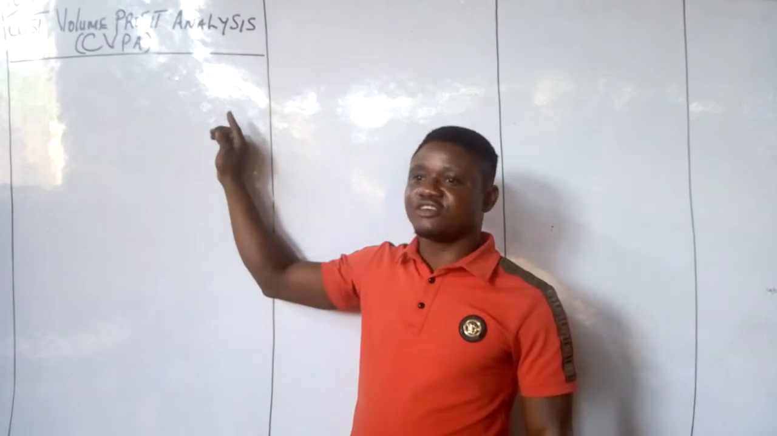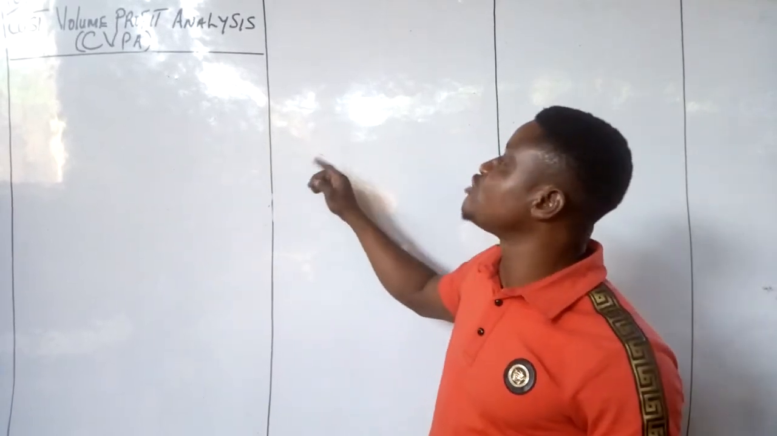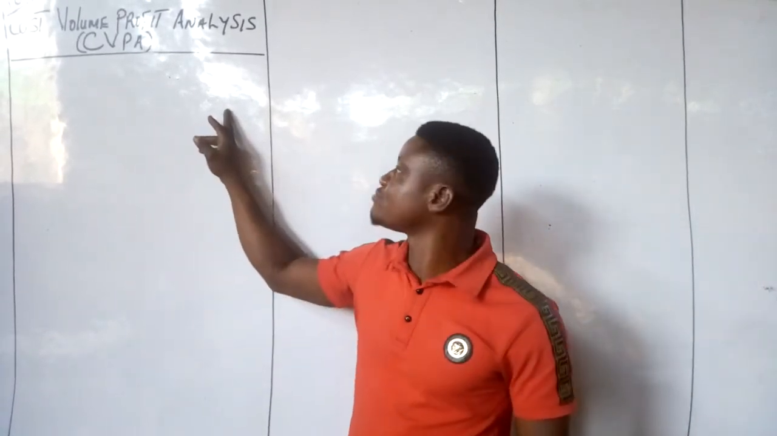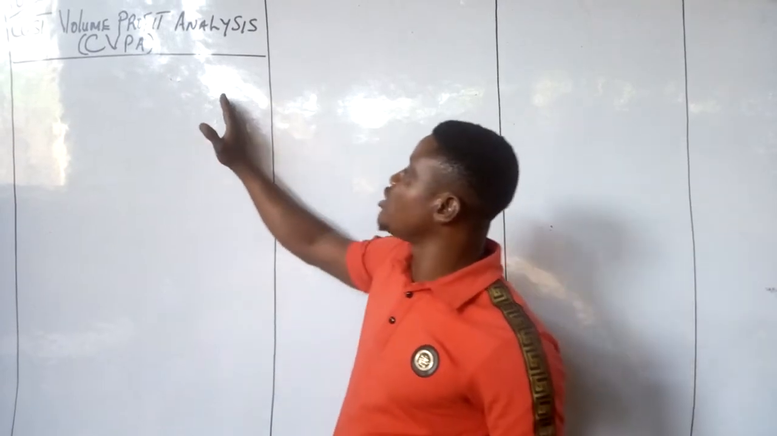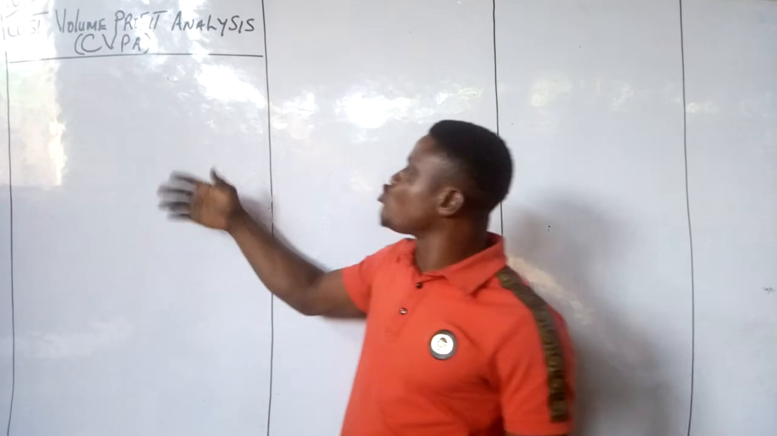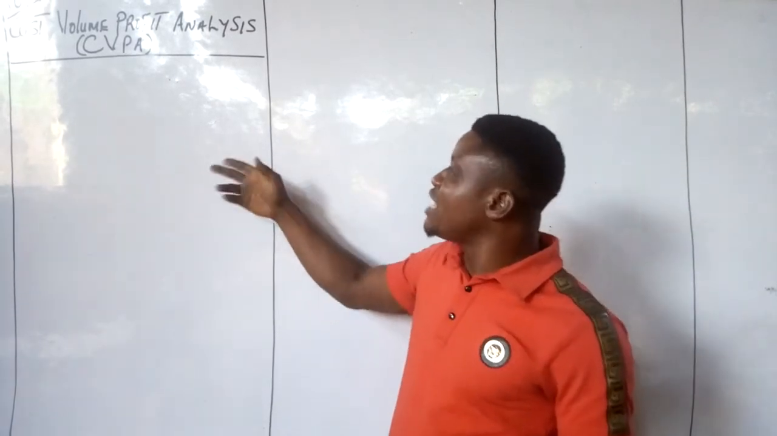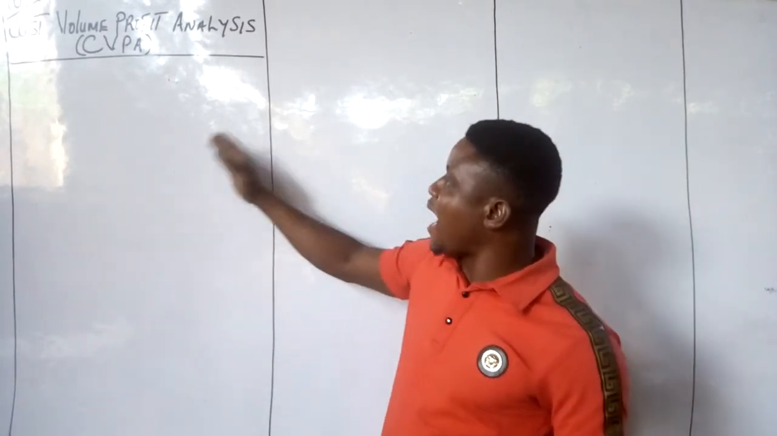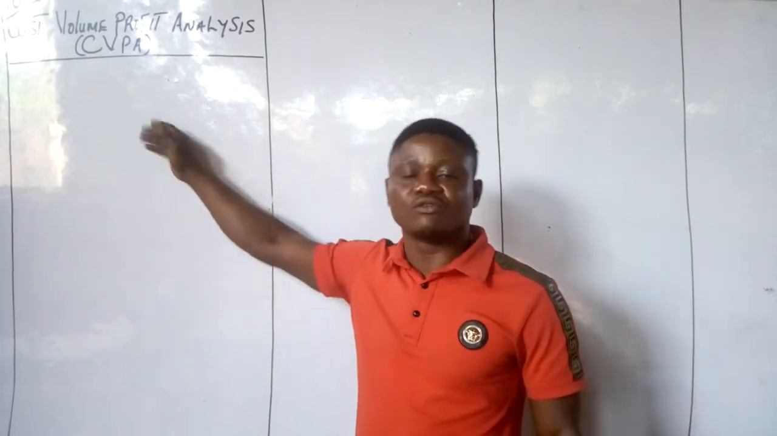Cost Volume Profit Analysis is one of the applications of marginal costing techniques. It actually shows the relationship between cost, profit, and volume. It tries to explain the behavior of cost and profit together with volume.